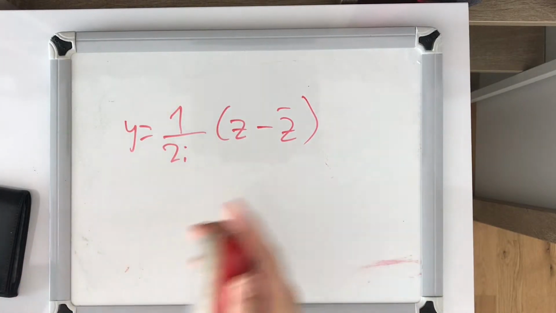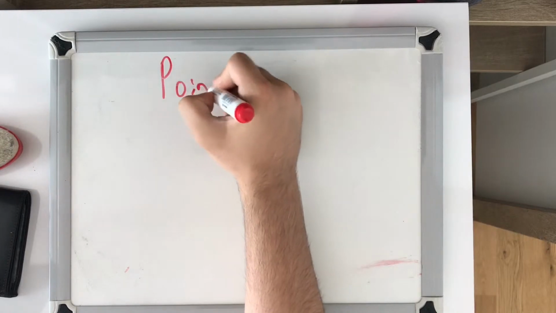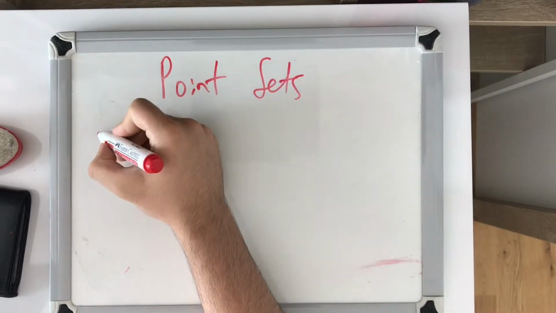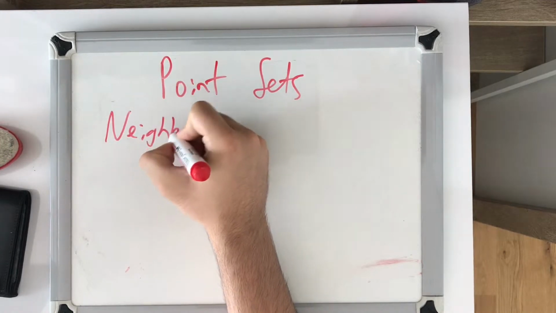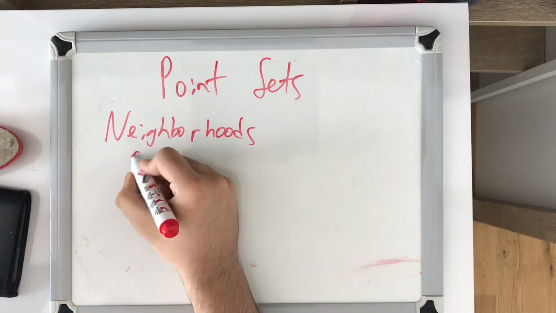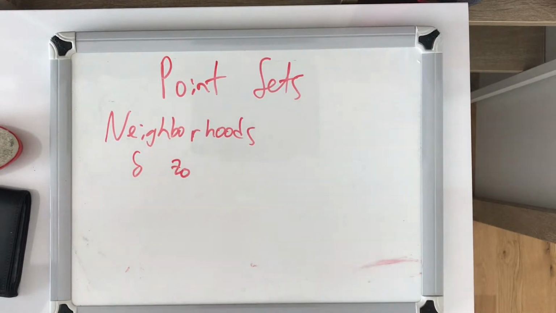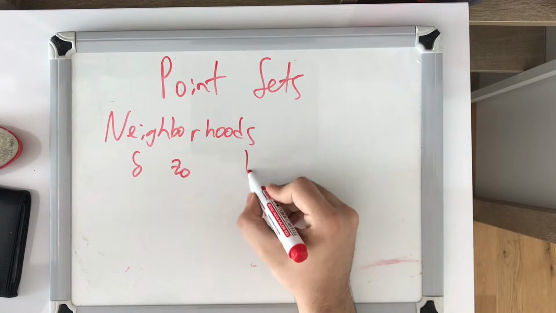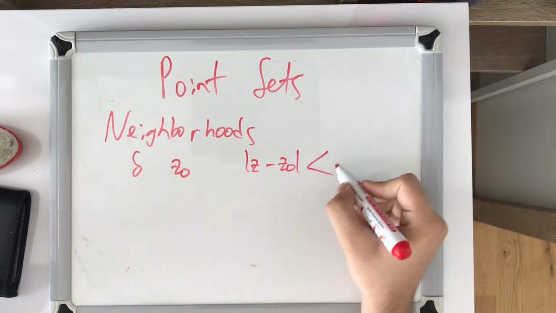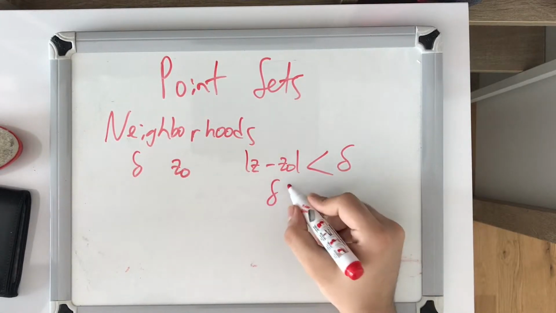Now we are going to talk about something pretty important for the following parts of the course. We are going to talk about point sets, and we are going to start with neighborhoods. So a delta neighborhood of a point z0 is the set of all the points such that |z - z0| is smaller than delta, where delta is any positive number.